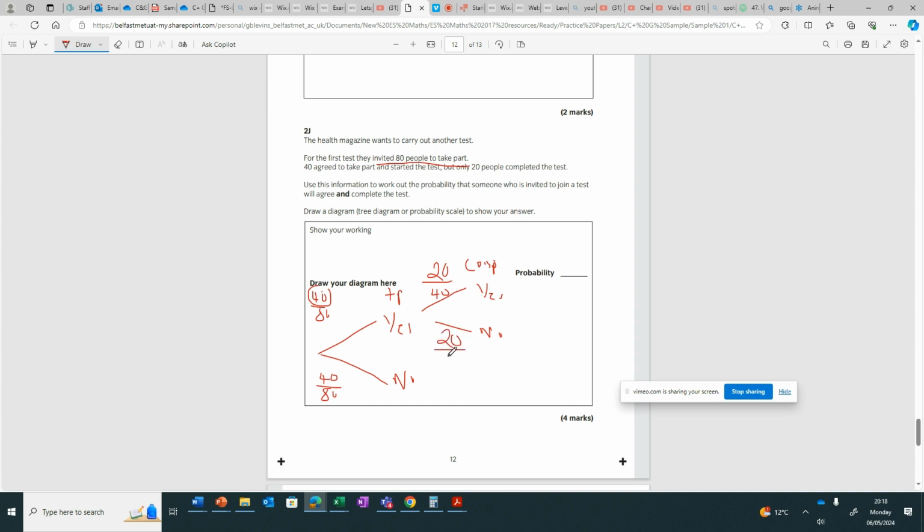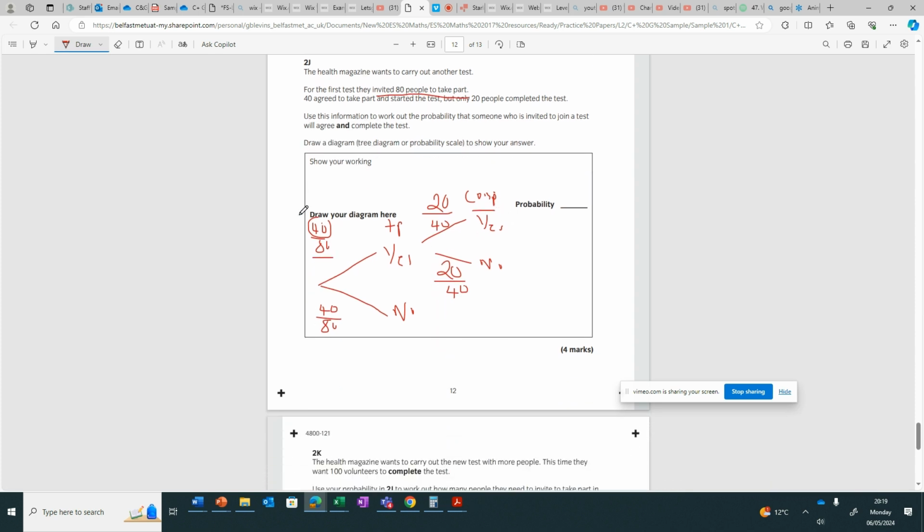Now, what we need to do is multiply this one, the people who take part, by the people who completed, as that's what they want to know. Again, I could probably simplify these if I want. I could multiply it as normal, top by top, bottom by bottom, so 40 by 80 times 20 by 40, but I'm just going to simplify a wee bit. 4 out of 8 is also a half. Half of 8 is 4. And 2 out of 4 is also a half. So I've simplified it quite a bit, down to 1/4. Again, make sure to revise these.